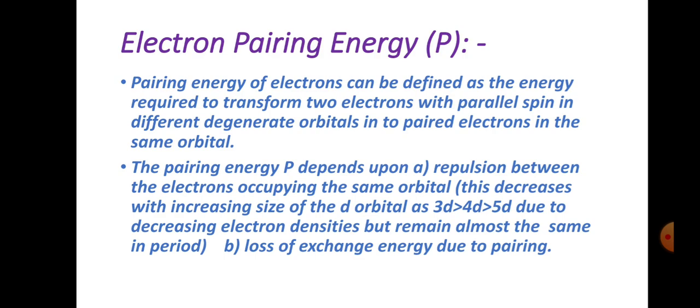So, it is the energy evolved, or the energy of stabilization, and it is denoted by the symbol P. The pairing energy P depends upon two factors. The first is that repulsion between electrons occupying the same orbital decreases with increasing size of the d orbital due to decreasing electron densities, but remains almost the same in a period. And the second is loss of exchange energy due to pairing.